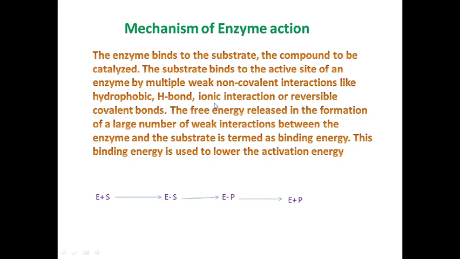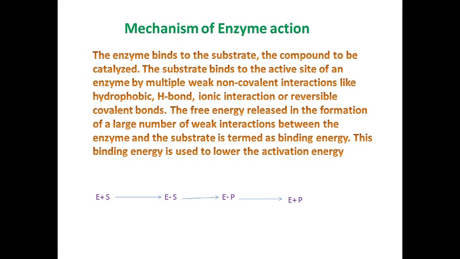or sometimes a reversible covalent bond. Reversible covalent bond here means that if a covalent bond is formed between the active site of an enzyme and a substrate, later that bond is broken, and the reaction is reversible. Now, when a bond is formed, energy is liberated. So when these interactions are formed between the substrate and the enzyme, a large amount of free energy is liberated, and that energy is termed binding energy. And what does that binding energy do? That binding energy is used to lower the activation energy.